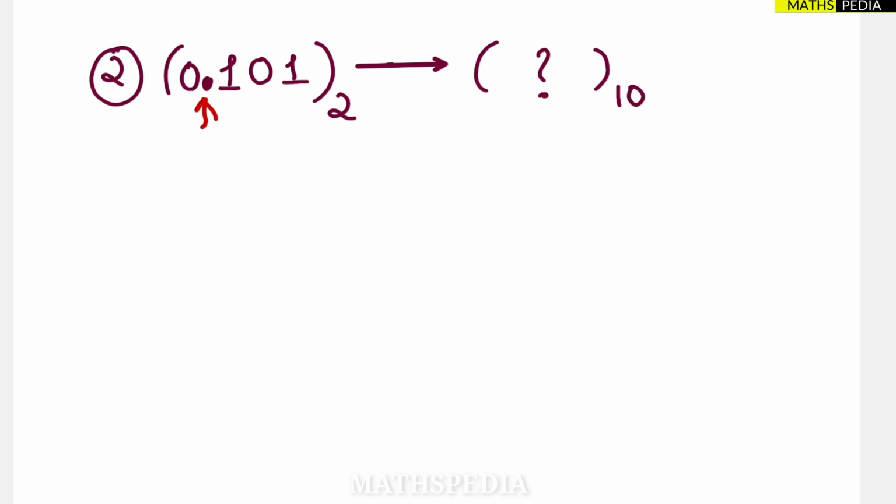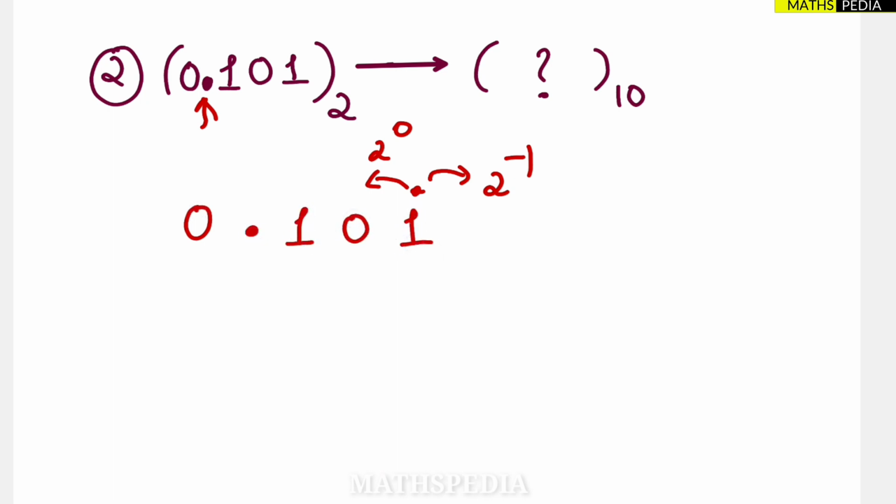As we discussed in the previous one, after the point we will be having what? 2 power minus 1. Before the point we will be having what? 2 power 0. The same logic we have to apply here. So let me just write 0.101. Okay, so after the point it will always start with what? 2 power minus 1, then 2 power minus 2, then 2 power minus 3, right? Then before the point we will always have 2 power 0, 2 power 1, like that it will go on. Simple logic. So whenever a decimal point comes, always remember there will be 2 power minus 1, minus 2, minus 3, that kind of thing. On the right hand side of the point, negative powers will come. On the left hand side only positive powers will come.